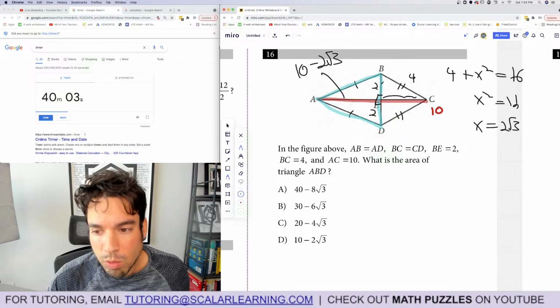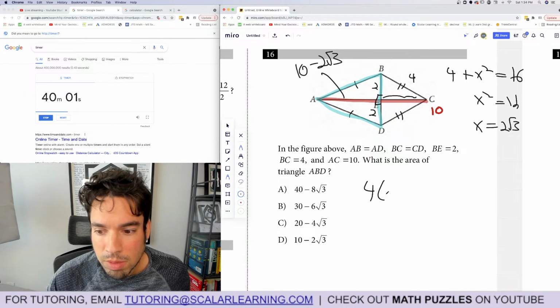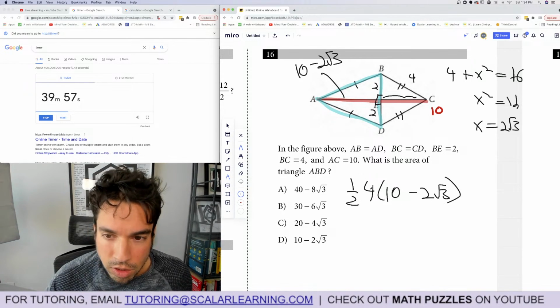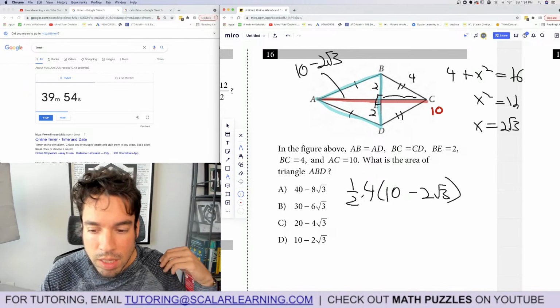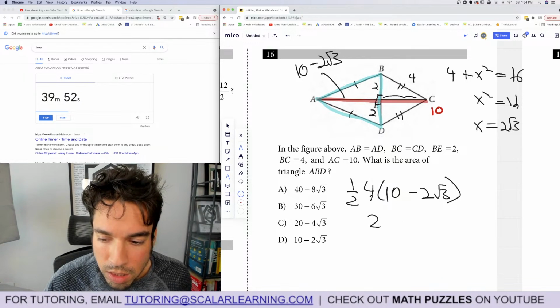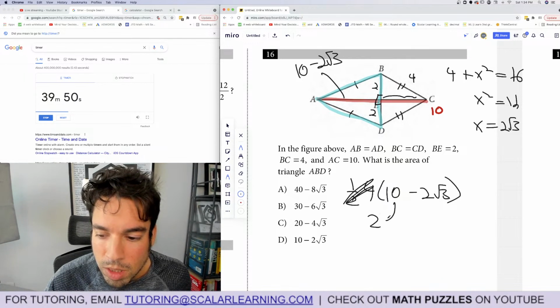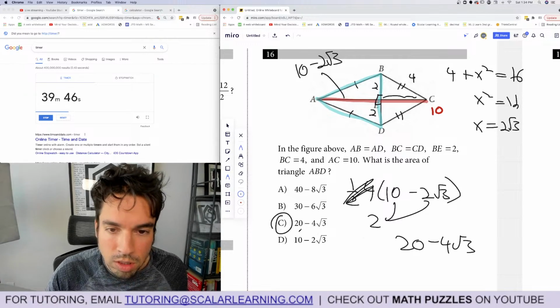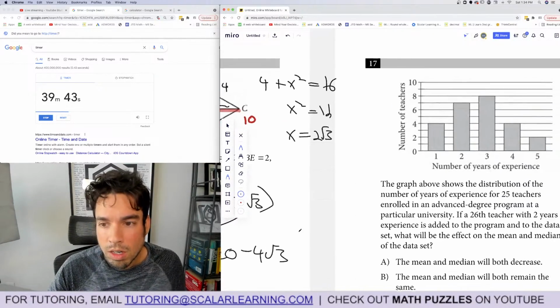So now we can do the area, which is base times height, but it's also half of this, right? Because you have to take half for a triangle. Half base times height. So half of 4 is 2. So then let's just write 2, and then we distribute it, and I get 20 minus 4 rad 3, and there's the answer. It's a pretty hard question. All right, 17.